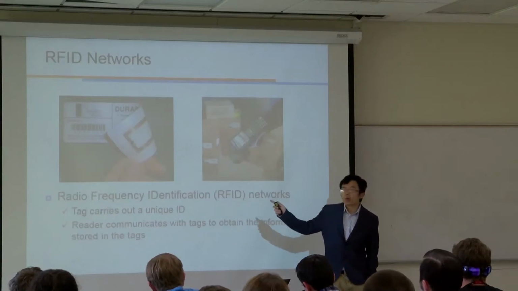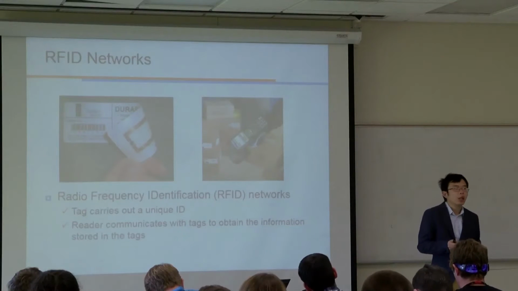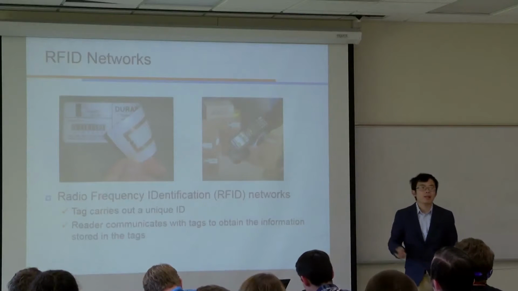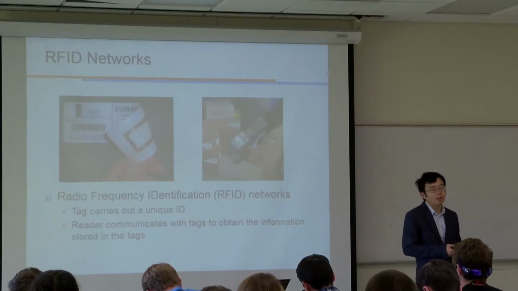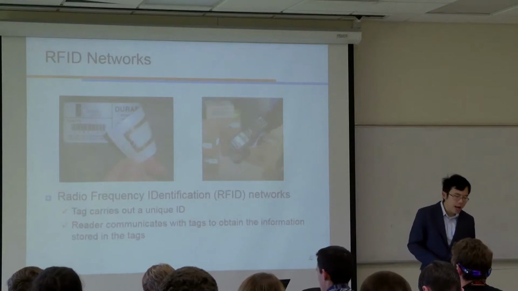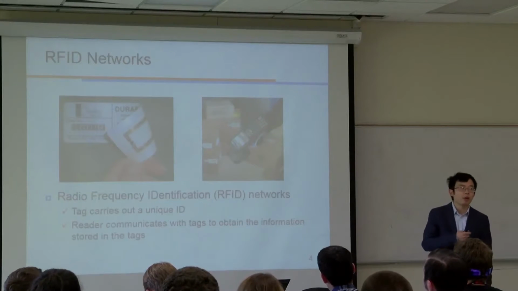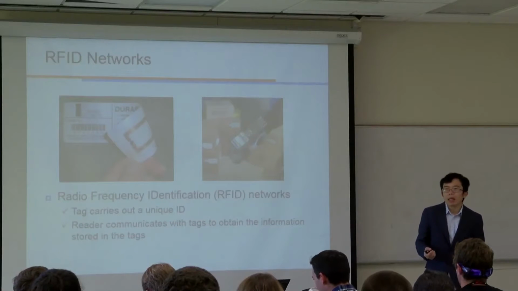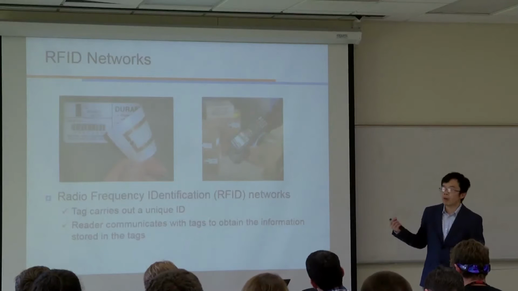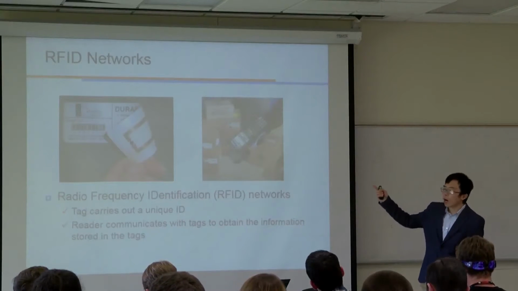In RFID networks, each tag has a unique ID, and usually we can attach the tag to a product or object. Then the tag can store information about the object. For example, if you attach the tag to some product, you can save information like the name of the product, where the product was produced, and when the product expires. You can save a lot of information into the RFID tags.